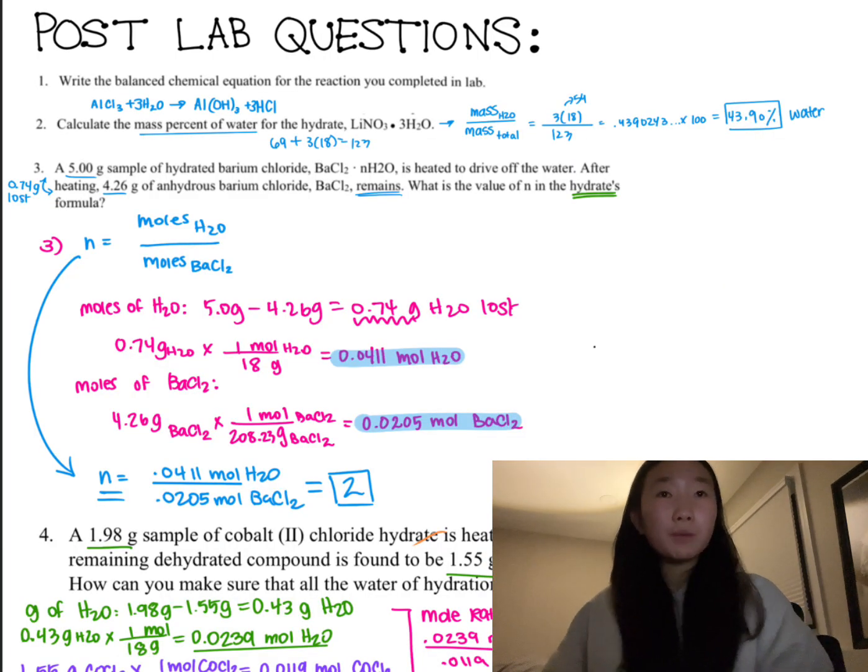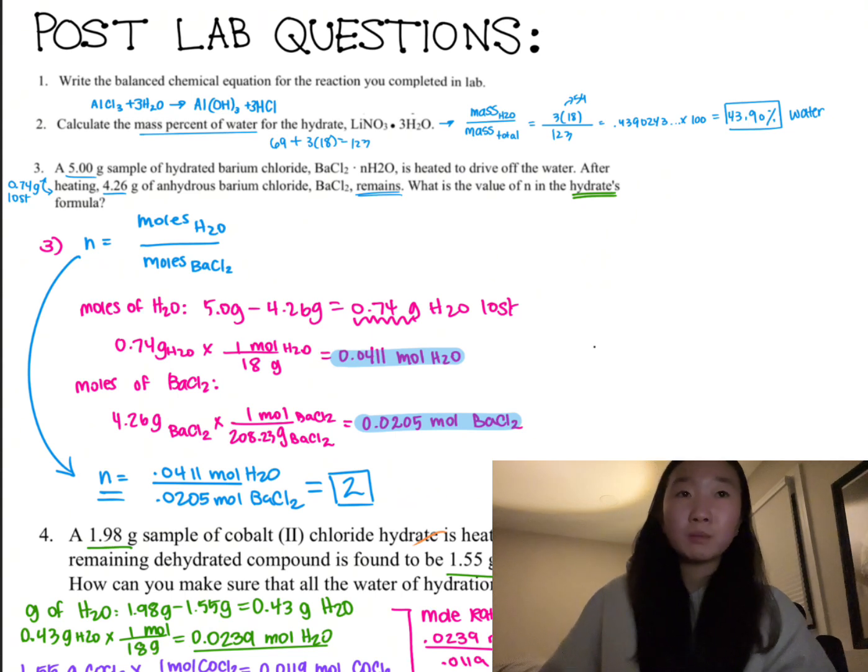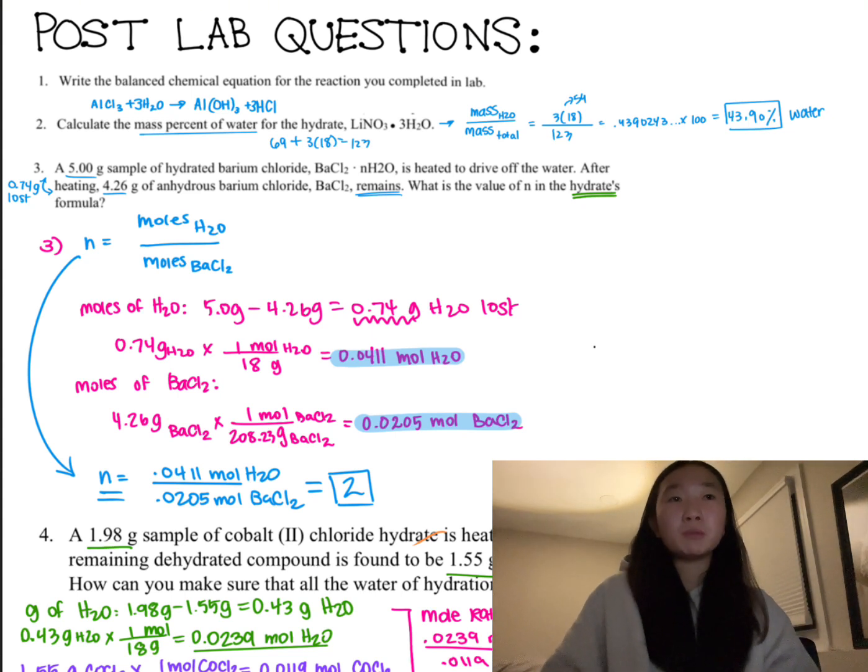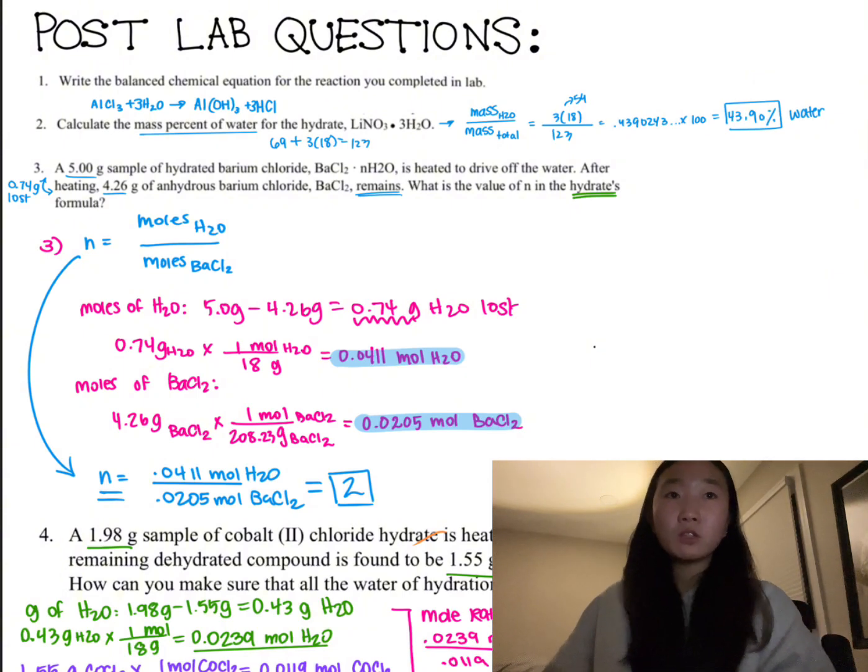For question number 1, we used the hydrate that we had from the lab, which was hydrate B, and we got AlCl3. So we wrote AlCl3 plus H2O and used a double replacement reaction to write out Al(OH)3 plus HCl. And then once we got the total equation, we just balanced each element out.